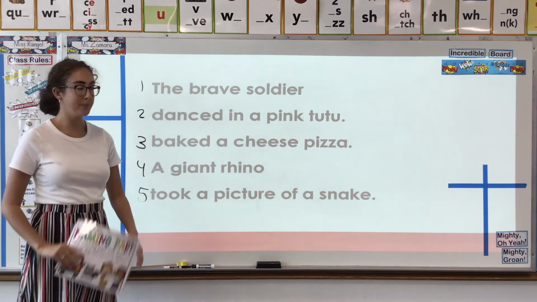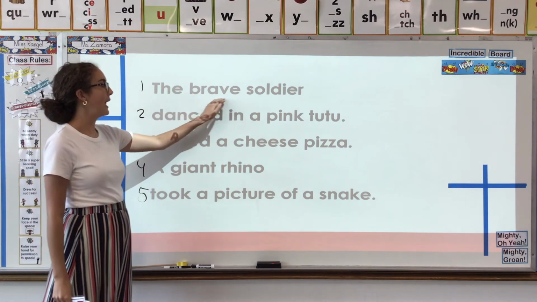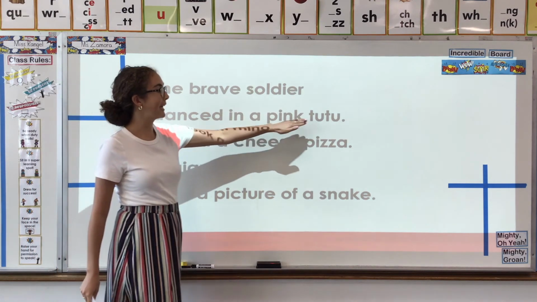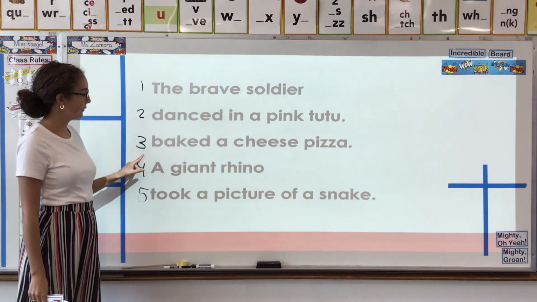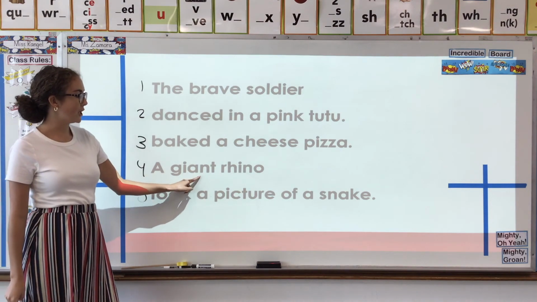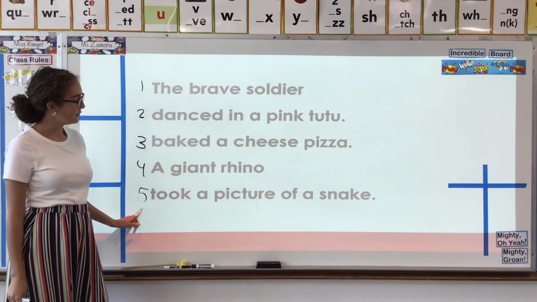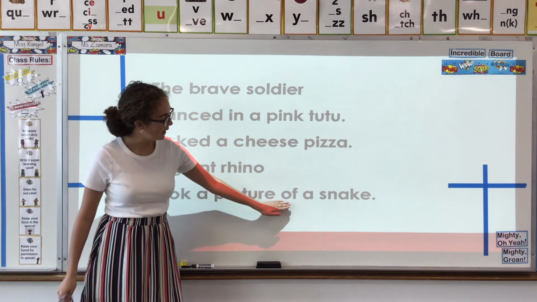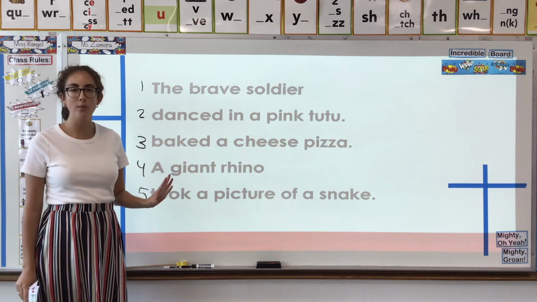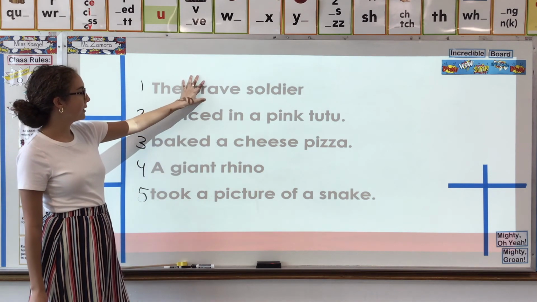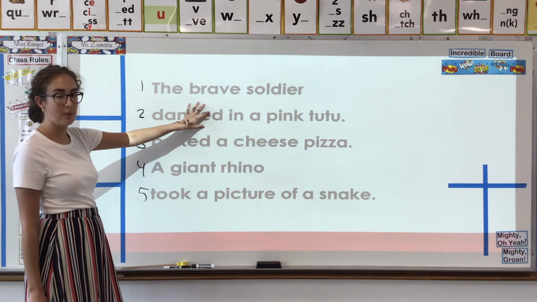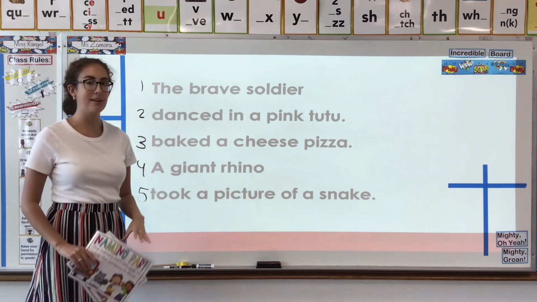And then you get to again write silly sentences by completing the sentence with the missing phrase. So I'm going to read these to you. 1, the brave soldier. 2, danced in a pink tutu. 3, baked a cheese pizza. 4, a giant rhino. 5, took a picture of a snake. So these are all going to be their own sentences. So you'll take a look. Which part is this? And which part do I need to add? And then you'll do that with number 2, 3, 4, and 5.